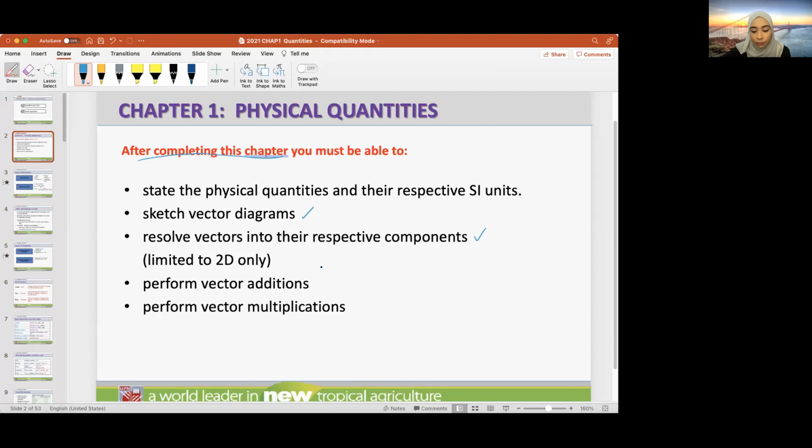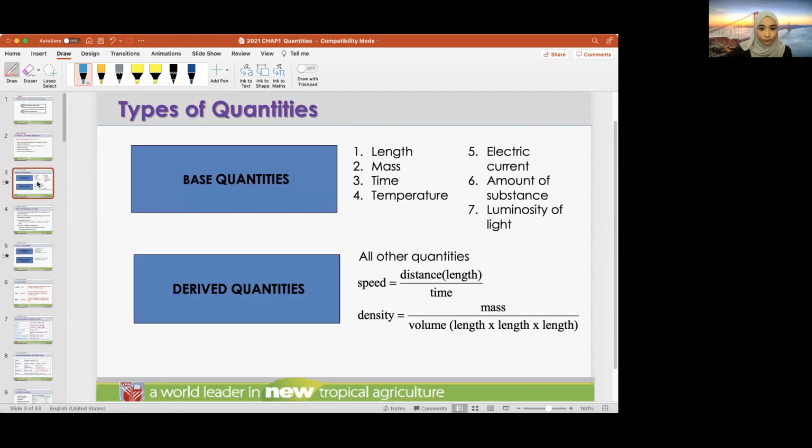So this is where the learning outcome becomes useful. Perform vector additions and then perform vector multiplications. Okay, so these are the things that we are going to focus on.